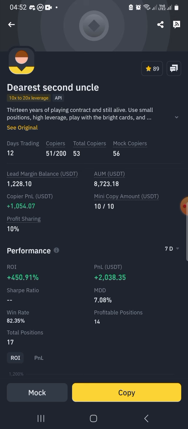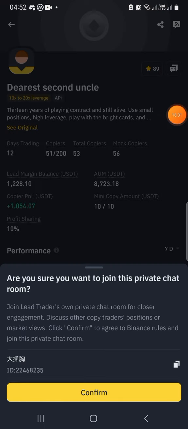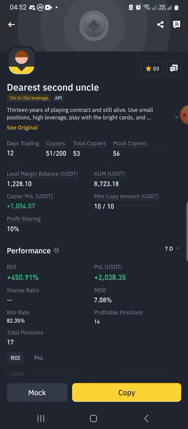So here you could also probably favorite the person, and you can also join their chat community, right? So are you sure you want to join a private chat room? So they have private chat rooms that you can chat with them, interact with them, and because you are copying them, you can chat with them, right? So this particular trader has 51 people copying out of 200, right?